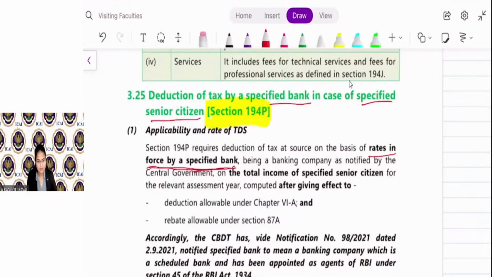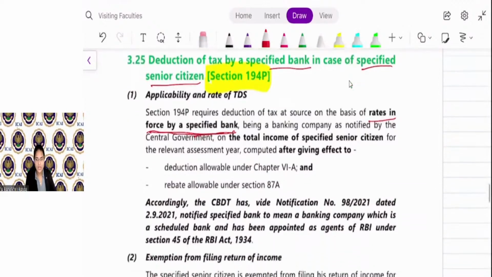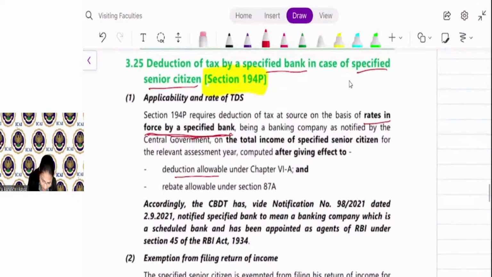By a specified company, being a banking company as notified by central government, on the total amount of specified senior citizen's total income for the relevant assessment year, computed after giving effect to deduction allowed under Chapter 6A and rebate allowable under section 87A. So the bank has to compute the total income of the specified senior citizen, that is net taxable income, after deduction of Chapter 6A and rebate under section 87A.